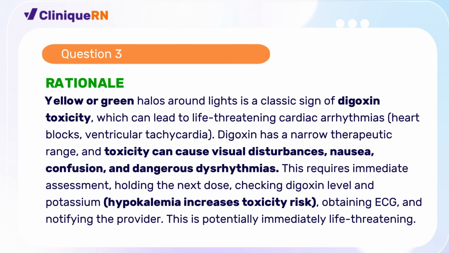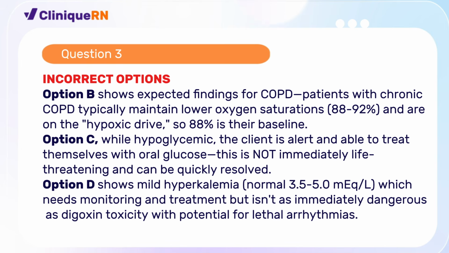Digoxin has a narrow therapeutic range, and toxicity can cause visual disturbances, nausea, confusion, and dangerous dysrhythmias. This requires immediate assessment, holding the next dose, checking the digoxin level and potassium. Hypokalemia increases toxicity risk. Obtain an ECG and notify the provider. This is potentially immediately life-threatening.